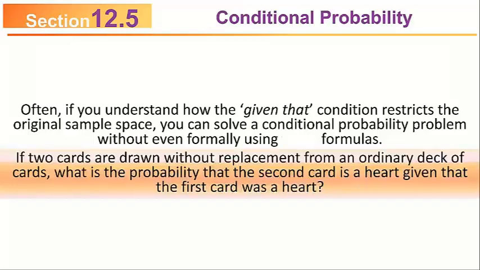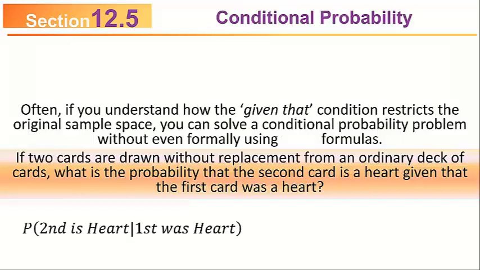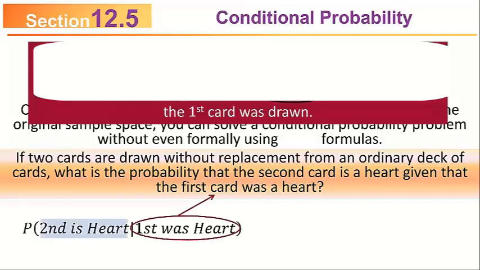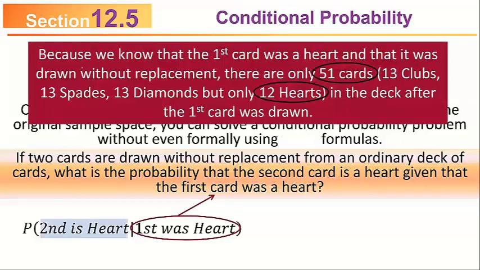For example, if I told you that 2 cards are drawn without replacement from an ordinary deck of cards and asked you the probability that the second card is a heart given that the first card was a heart, they're asking me for the probability the second card is a heart given that the first was a heart. Well, if I'm given that the first card was a heart, that reduces my sample space. When I draw again, instead of having 52 cards in the deck, I'll only have 51 cards in the deck.